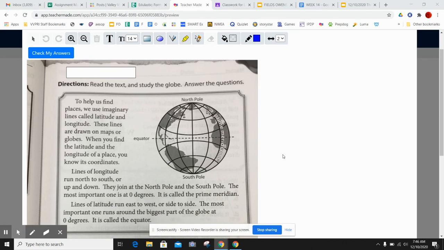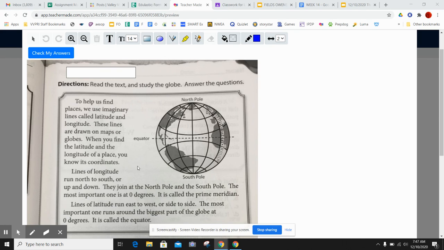All right, so yesterday you had this assignment and you needed to read this right here. We've been talking about maps, and some maps are flat on paper and it gives us a bird's eye view. And then some maps, which we talked about last week, are globes. And the globes give us a map of the countries and continents and oceans.